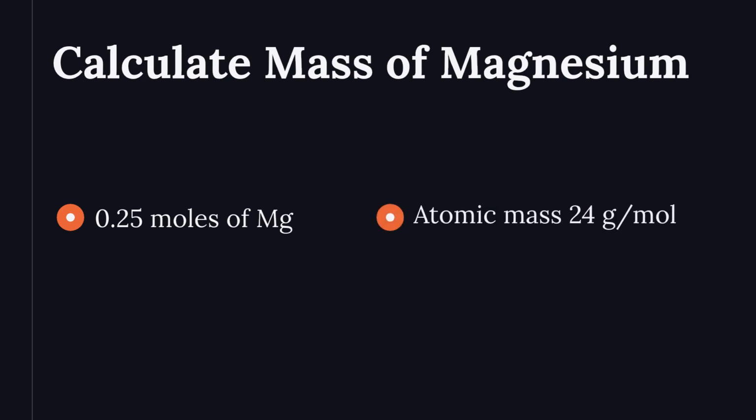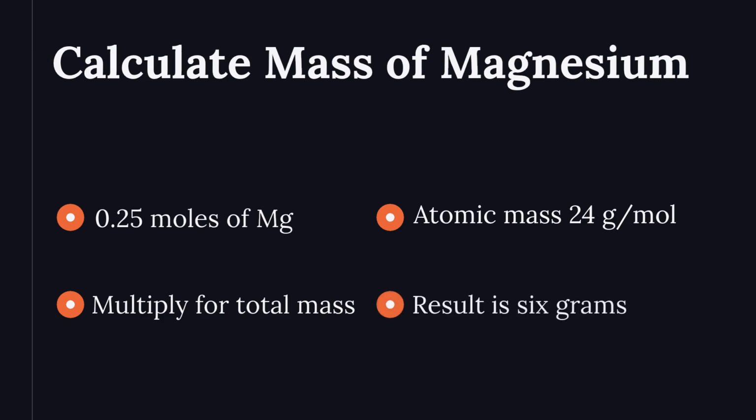Calculate the mass of 0.25 moles of magnesium with a relative atomic mass of 24 grams per mole. Multiply 0.25 by 24 to get 6 grams. This example demonstrates the practical application of the formula. Consistent units are crucial for accurate results.